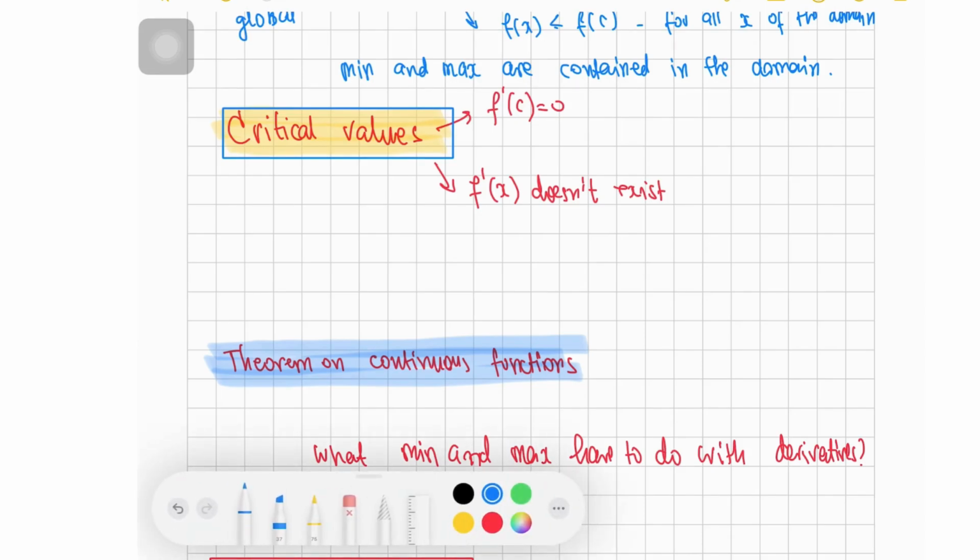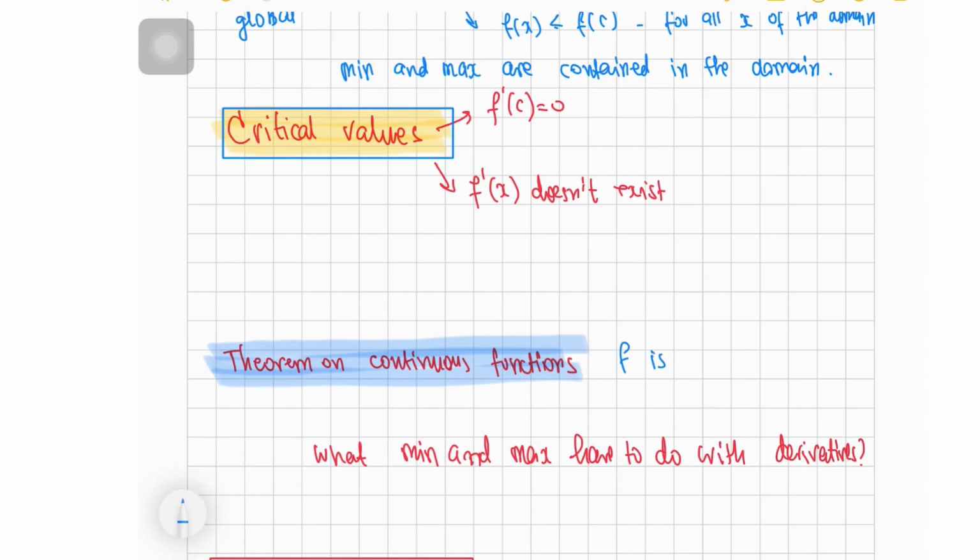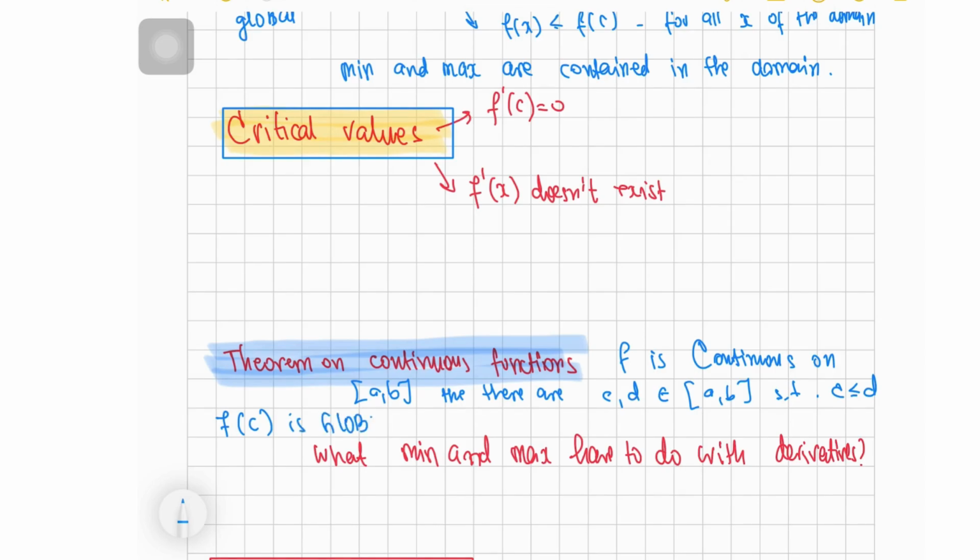So it says, if f is continuous on the closed interval [a, b], that's essential here, then there are c and d from the closed interval [a, b], so it can be a or b also, such that c is less than or equal to d, f of c is the global minimum, and f of d is the global maximum.